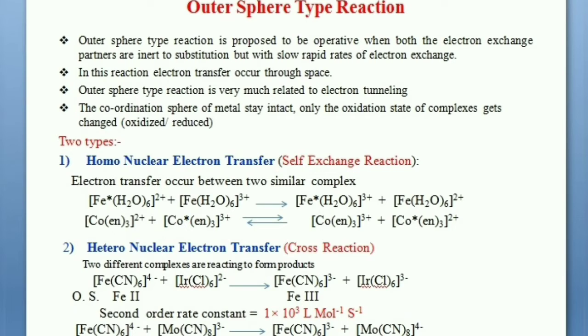Another example: you can see the hexacyano-iron 4- complex reacts with the octacyano-molybdenum 3- complex and gives the products hexacyano-iron 3- complex and octacyano-molybdenum 4- complex. In this reaction also, one electron is exchanged from iron to molybdenum, and iron gets oxidized from the +2 form to the +3 form.